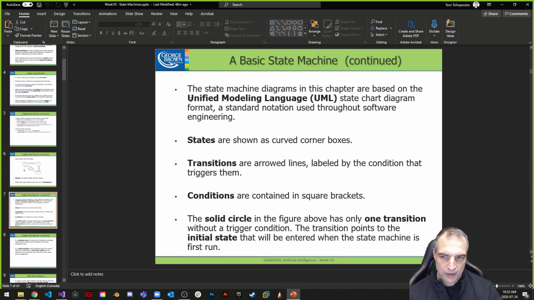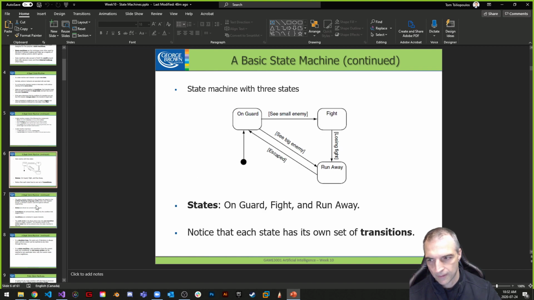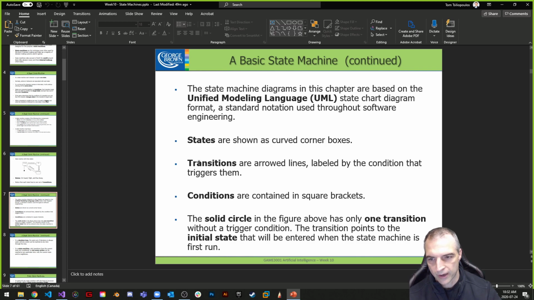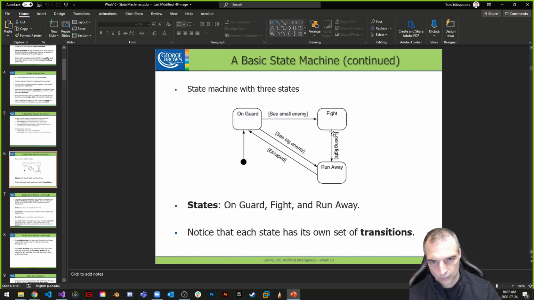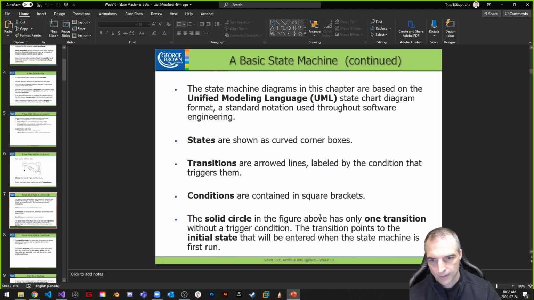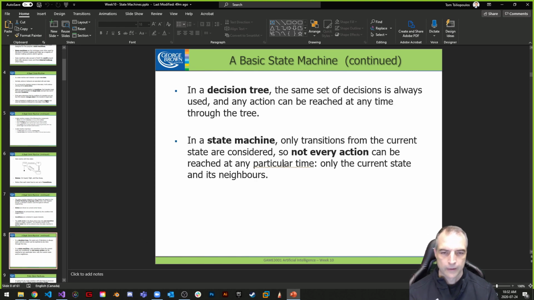Again, we talked about the Unified Modeling Language, UML, which is basically the way we're drawing this. If I ever get you to draw a diagram, or if you ever see a diagram on a test, then states are shown as curved corner boxes, typically. In this course, that's what they're like. Transitions are arrowed lines, some kind of arrow. Conditions are in square brackets. And a solid circle has only one transition, and it signifies the initial state.